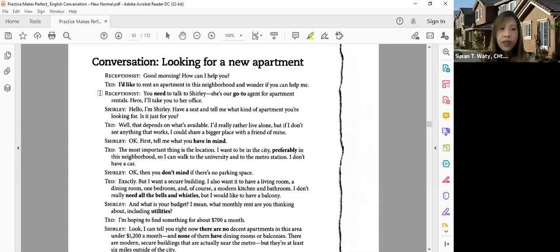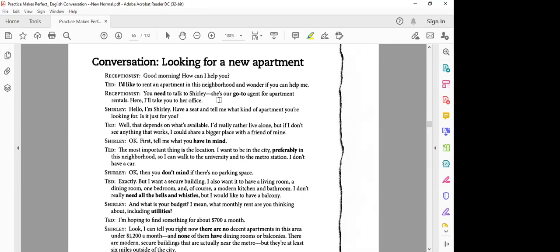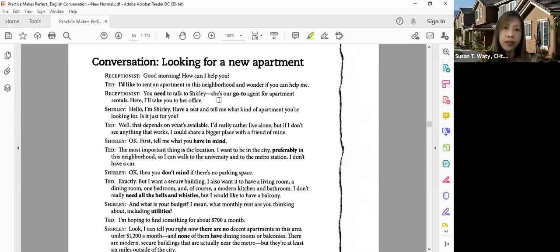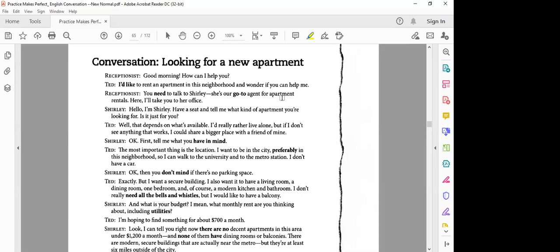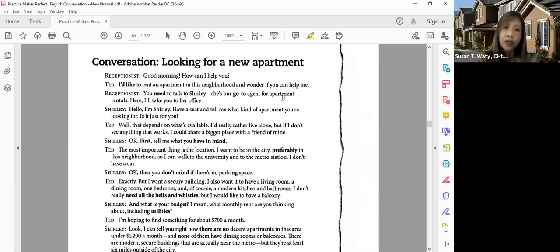Okay, Steven, I'm going to explain a little bit to you about this. She's is a contraction of she is, but if it's written like this, then you're going to pronounce it as "sheez." She is. Yes, she's our go-to agent for apartment rentals. This is apartment. Apartment rentals. Here, I'll take you to her office. So remember, you're talking to Ted right in front of you.